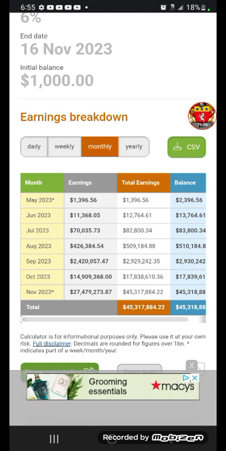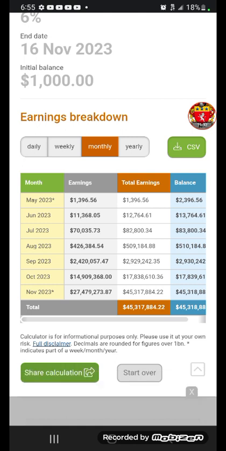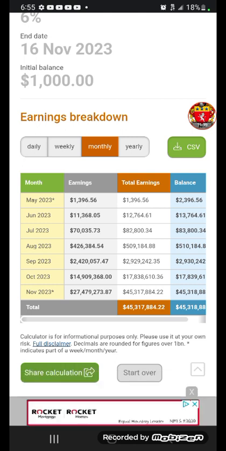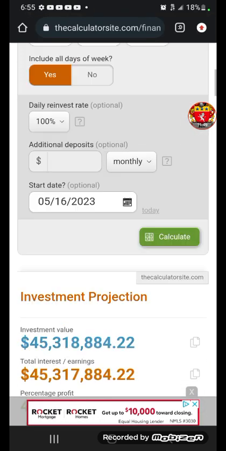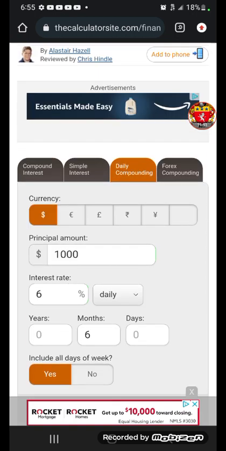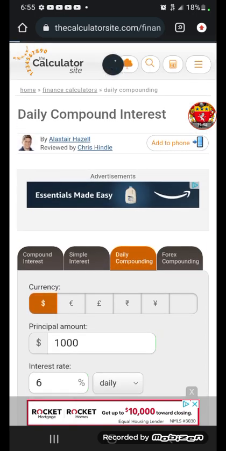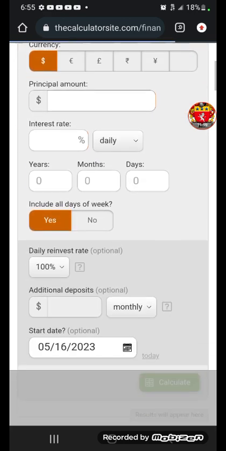But that's the breakdown. It's how much you'll increase per month, every month. With that compounding interest, reinvesting your investment, leaving your money in there, and whatever profits you make, you're adding to the initial investment, and you're continuing to make that 6% interest every day, every single day. That's the power of compound interest.